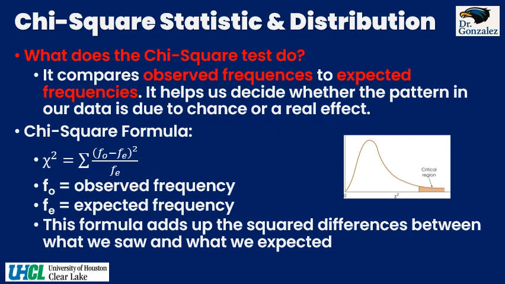So what does the chi-square test do? It compares those observed frequencies to expected frequencies. It helps us decide whether the pattern is due to a real difference or is up to chance. Our chi-square formula: chi-square equals the sum of the squared difference between the observed frequency and the expected frequency, divided by the expected frequency. F sub O is observed frequency, F sub E is expected frequency, and the formula adds up the squared differences between what we saw and what we expected, divides by the expected frequency, and that gives us our chi-square.